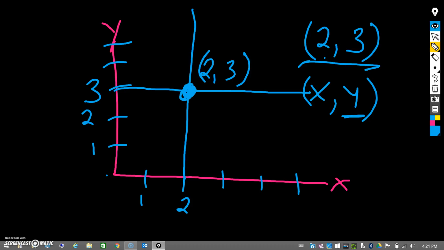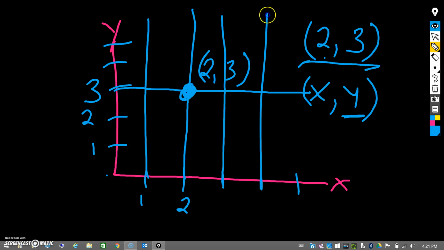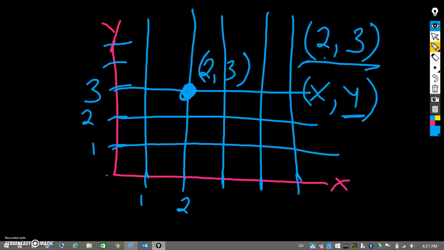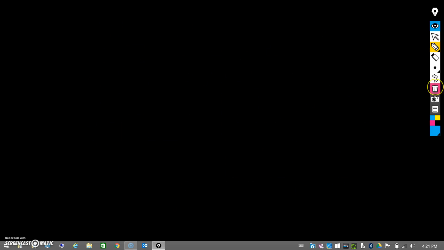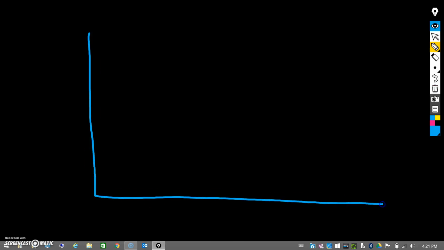Okay? And now usually you'll have grid paper that will look something like this. That will make this much easier to plot. And you'll just count over, you'll just go 1, 2, and then 1, 2, 3. And you'll be able to figure it out. So let me draw an actual grid for you. And we'll start off with that.